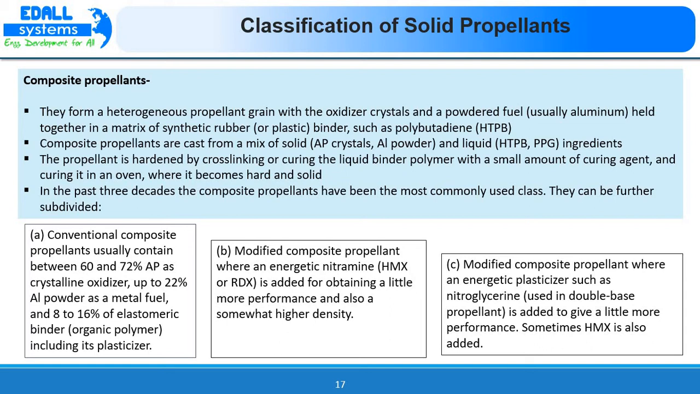Then the second category, that is modified composite propellants, where an energetic nitramine, that is HMX or RDX, is added for obtaining a little more performance and also a somewhat higher density. So using an energetic nitramine, the density can be increased and a little more performance can be obtained by adding it to the conventional propellants. Then modified composite propellants, where an energetic plasticizer such as nitroglycerine is added to give a little more performance.